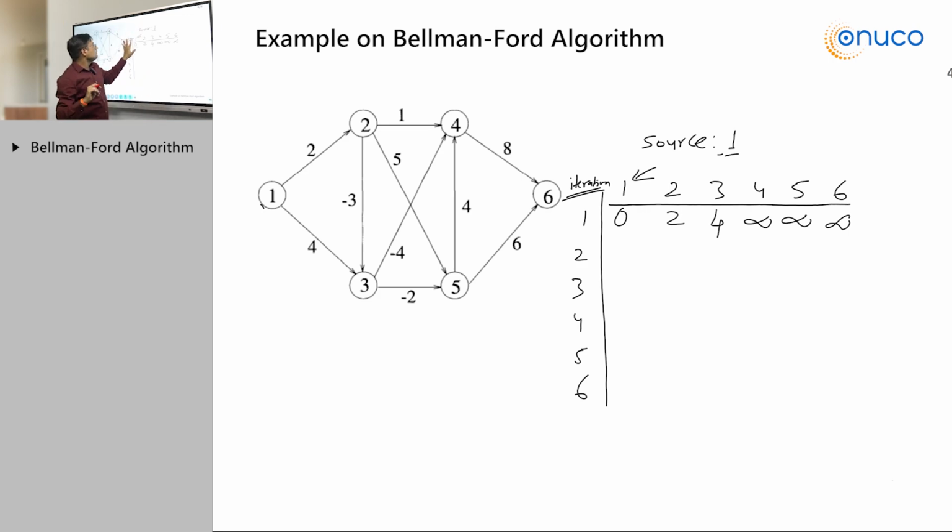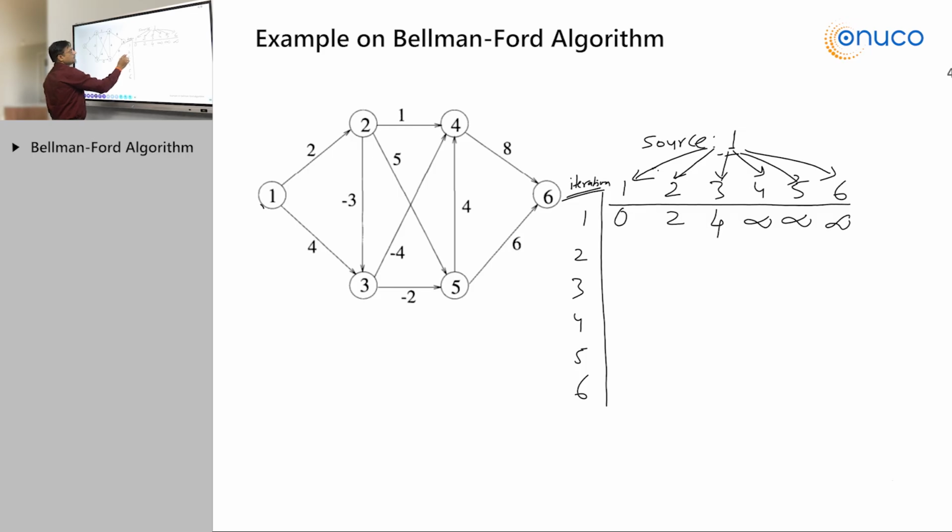1 is the source. From 1, we are writing all the paths: 1 to 2, 1 to 3, 1 to 4, 1 to 5, 1 to 6. So this is basically the iteration. The first iteration is completed, so the first iteration is basically the direct distance. Let us see the second iteration.